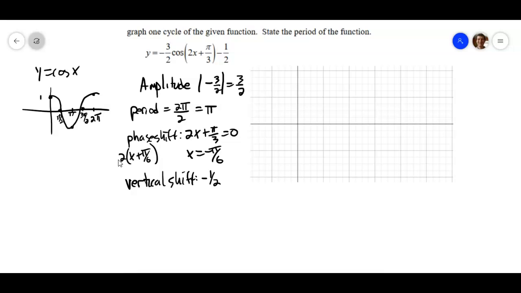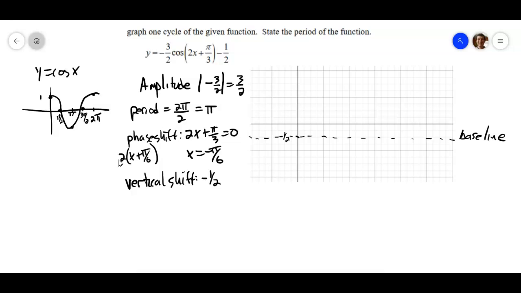So normally, it starts at 0 and at amplitude. But because of our vertical shift, I'm going to have this value be minus 1/2. Our baseline, instead of at 0, is down at negative 1/2. From there, it would go up and down amplitude, our 3 halves.